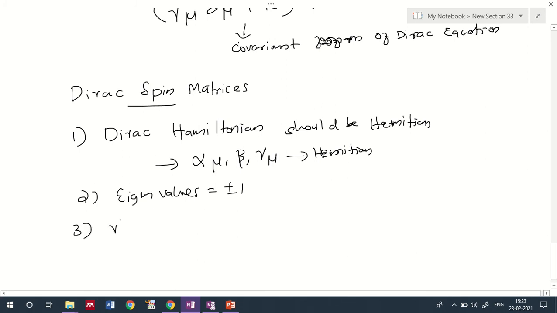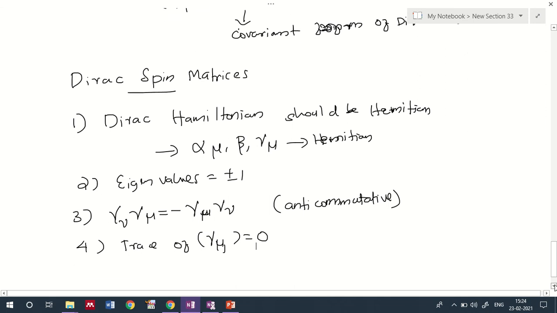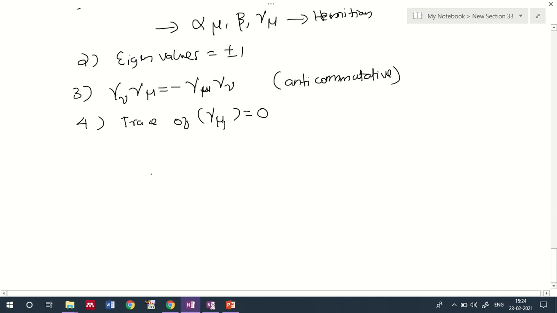The third one is that gamma mu gamma nu should be equal to minus gamma nu gamma mu. That means these are anti-commutative. The fourth one is that the trace of gamma mu will be equal to 0. How do we represent that the trace of gamma mu is equal to 0? We'll start with the anti-commuting rule.